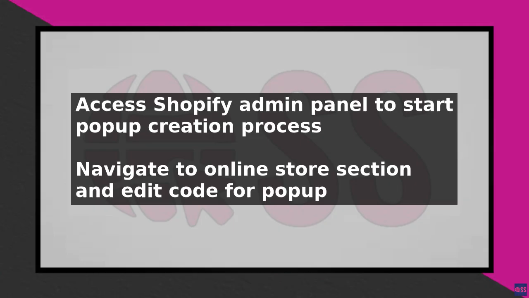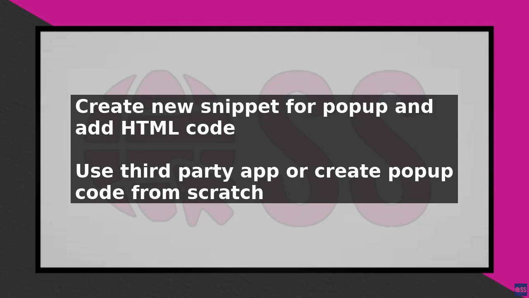In the code editor, you will need to create a new snippet for your pop-up. To do this, click on the Add a New Snippet button and name it Popup. In this file, you will add the HTML, CSS, and JavaScript code for your pop-up. You can use a third-party app to generate the code for your pop-up, or you can create it from scratch.